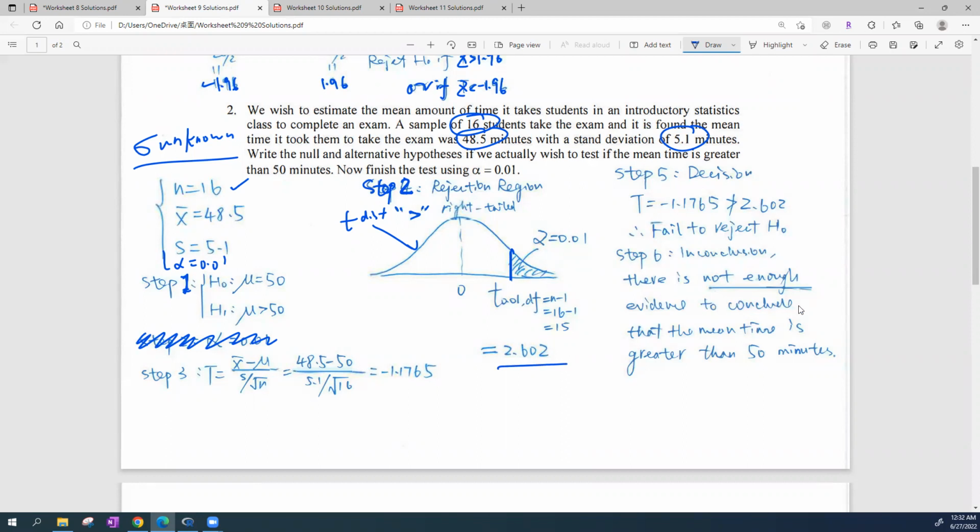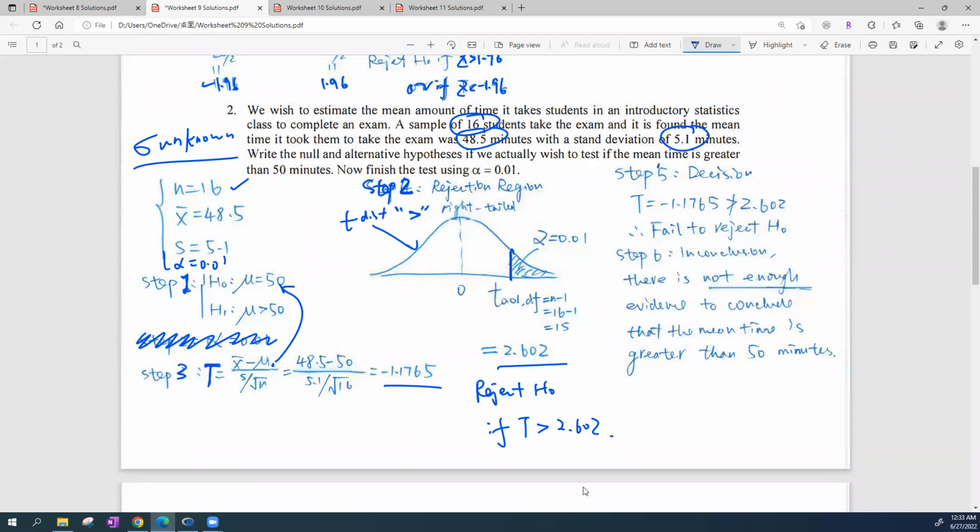We can also write out the rejection region. So we're going to say reject H naught if the test statistic, so look at the sign here, greater than, right? Greater than 2.602. So that's the rejection region. And step 3, I'm going to calculate the t statistic and plug in all known info, x bar 48.5, mu naught, which is the mean under the null hypothesis, 50, and s 5.1 over square root of n, 16, right? Plug in, that's the test statistic.